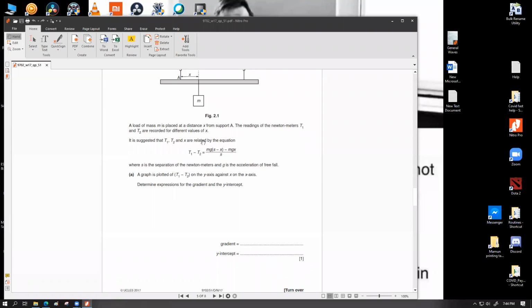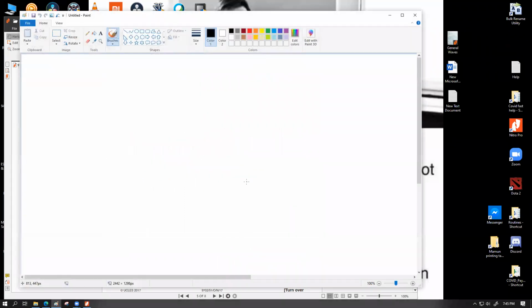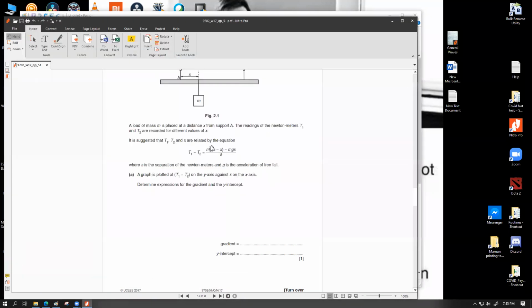So if I pick out this equation and try to go on for some writing, let's have a look. The equation is T1 minus T2. I copy this. Apparently I can.